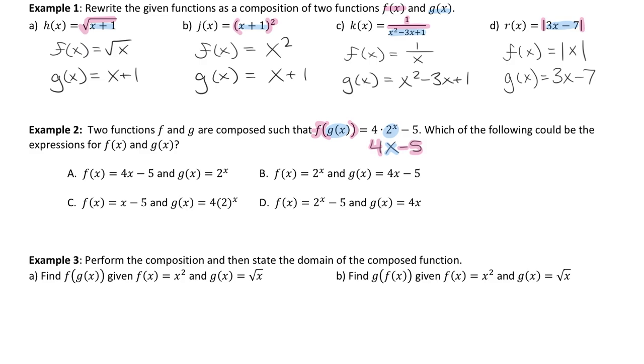If I was checking the answer choices, here's 2 to the x as g waiting to be plugged in here, which would make 4 times 2 to the x minus 5. The correct answer here is A.